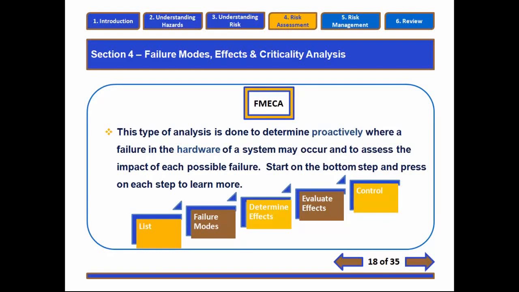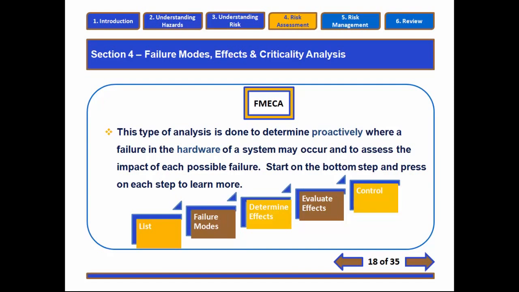This is video 4 on risk management, part 2 of the risk assessment section. In this section, we're going to look at 2 more risk assessment techniques. The first will be failure modes, effects, and criticality analysis, and the second will be bow tie analysis.